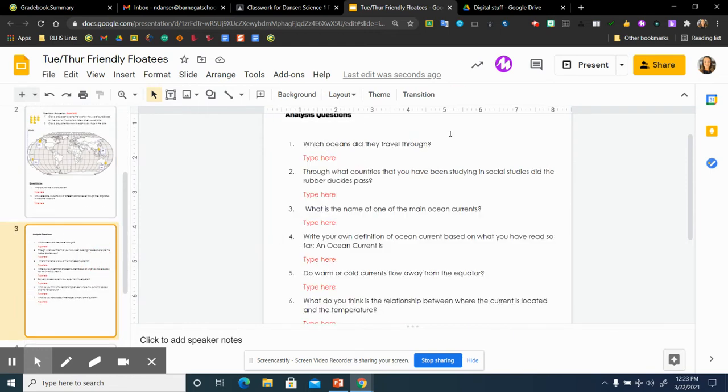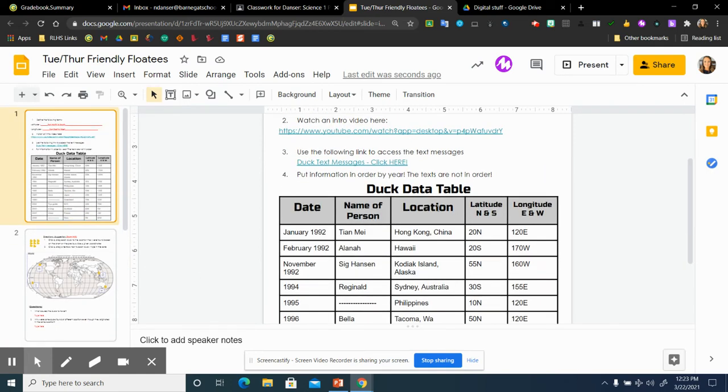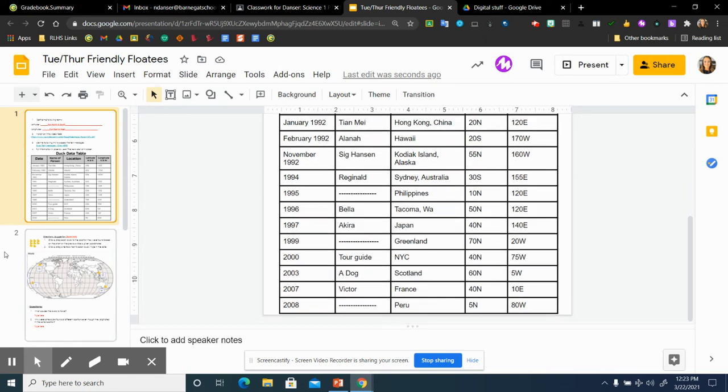For the questions, it asks what oceans they traveled through or what countries it passed. What you can do is Google a map of the world with the countries labeled, and you can figure out what countries those ducks have passed through. Another easy way to tell is if you go to your locations, you can see that a lot of these countries have been listed there for you.